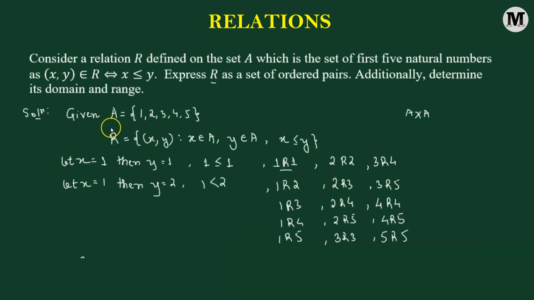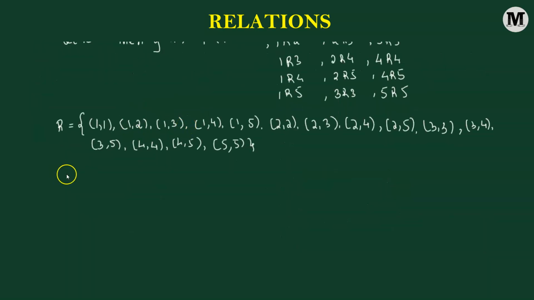Our next goal will be to determine the domain and range of the relation R. That's a very simple task. So we'll first begin by computing the domain of relation R. What is the domain? The domain is simply defined as take the first element of each of the ordered pairs. Here we have 1, we have 2, we have 3, we have 4, and we have 5. So these elements are going to be the domain of the relation R.